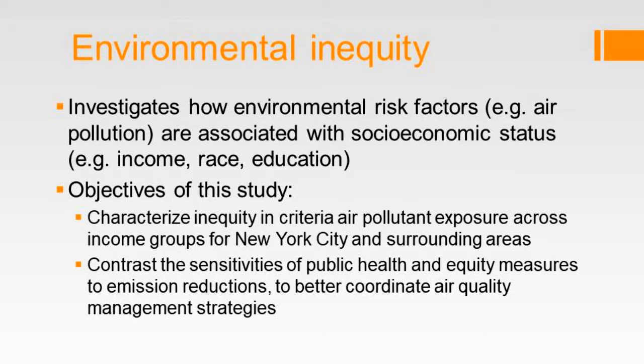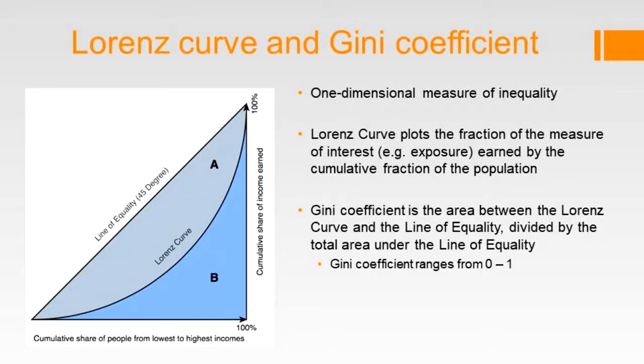And so we're trying to characterize the inequity, but then also to identify emission controls that can improve environmental equity through the adjoint modeling. And then we can contrast the sensitivities of the health and equity measures to coordinate those policies when managing air quality. You can go to the next slide.